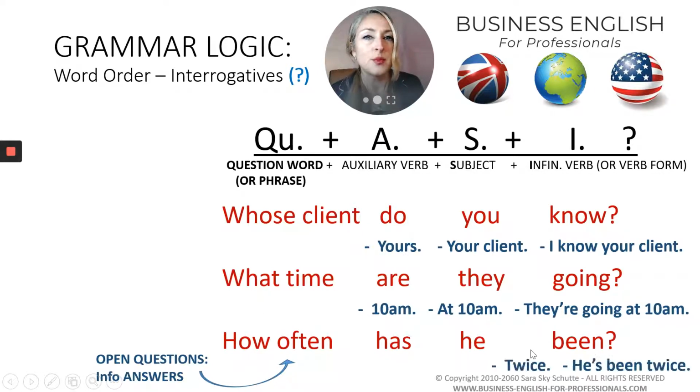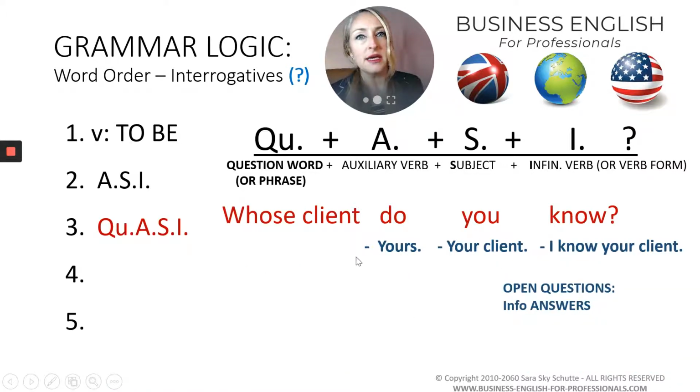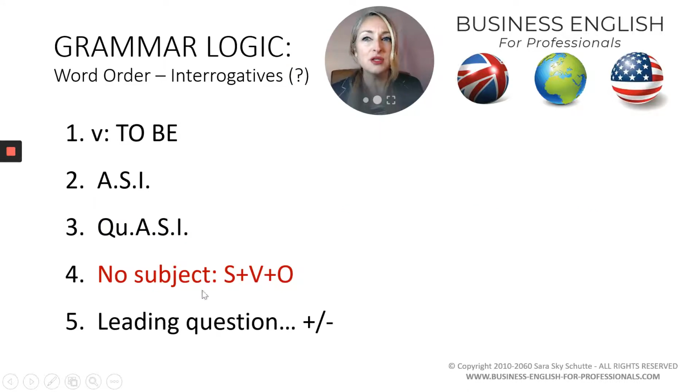How often has he been? Twice. Two times. He's been twice with a sentence. So this is quasi. And again, open questions, you need to answer the question word or phrase column. This is the information you're giving. That is quasi.